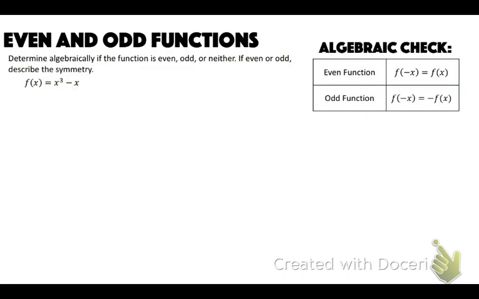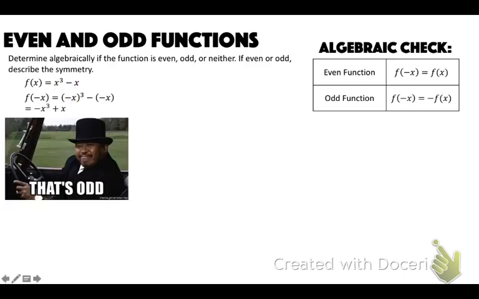So let's look at some of these. Let's try and figure out whether it's even or odd. So if I plug in negative x here, I get negative x cubed plus x, because negative x cubed is negative x cubed. And then negative times a negative x is a positive x. So look, these signs have completely flipped. So this became a negative. This one became a positive, which means if they completely flip, that's odd. Which means it's symmetric with the origin.